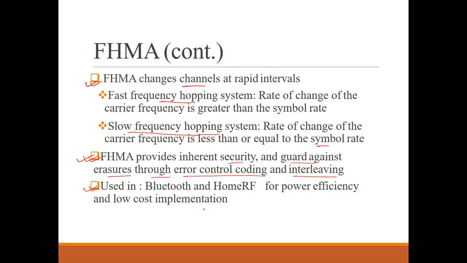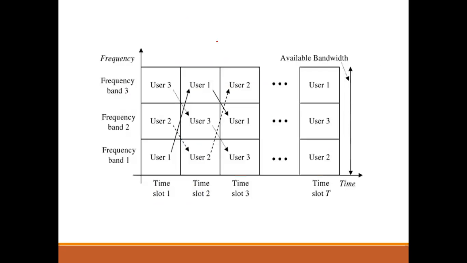Okay, and it is basically used in Bluetooth and home RF for power efficiency and low cost implementation. Okay, so this type of system is used in this case. Now, next we have to see, okay, so here you can see that some frequency bands are there, frequency band 1, frequency band 2, and frequency band 3, and there are different time slots. So the available bandwidth is available over here.